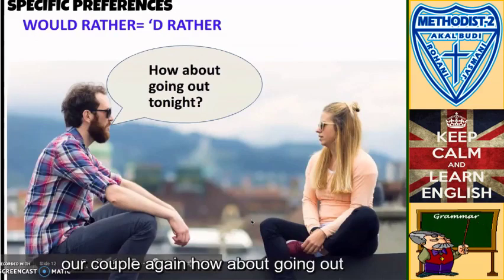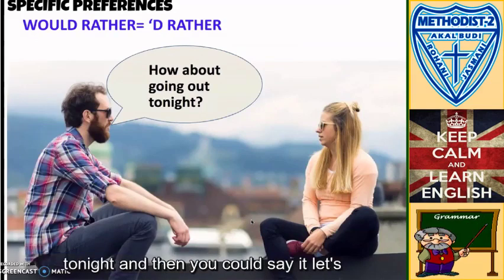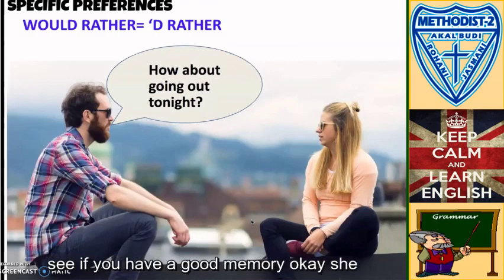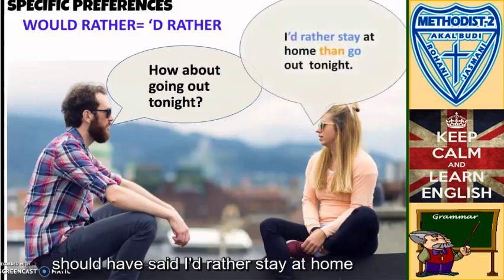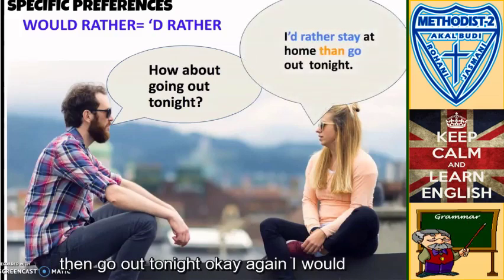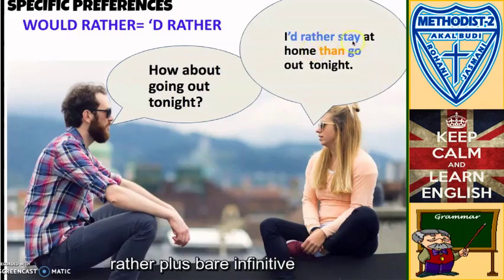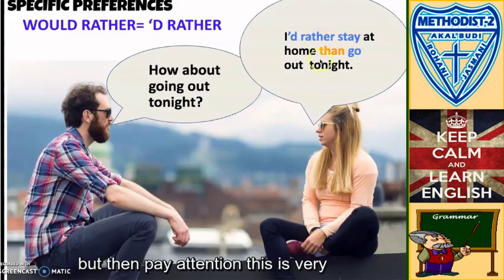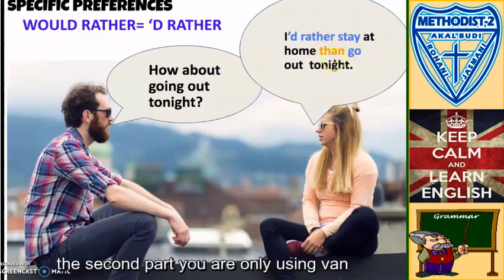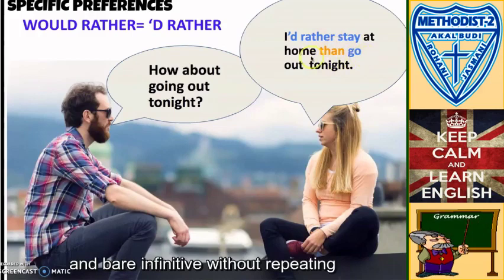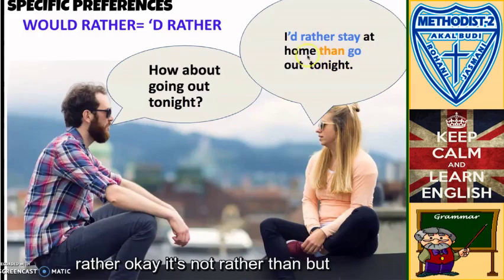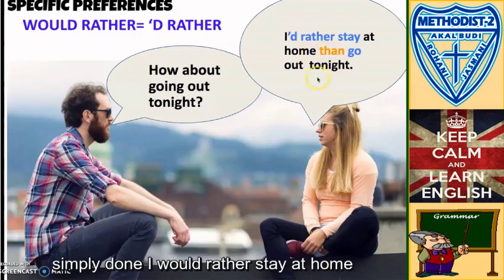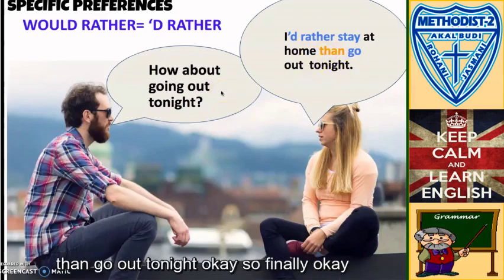Let's take our couple again. How about going out tonight? And then you could say it. Let's see if you have good memory. She should have said, I'd rather stay at home than go out tonight. Again, I would rather plus bare infinitive, but pay attention, this is very important, the second part. In the second part you are only using than and the bare infinitive, without repeating rather. It's not rather than, but simply than. I would rather stay at home than go out tonight.